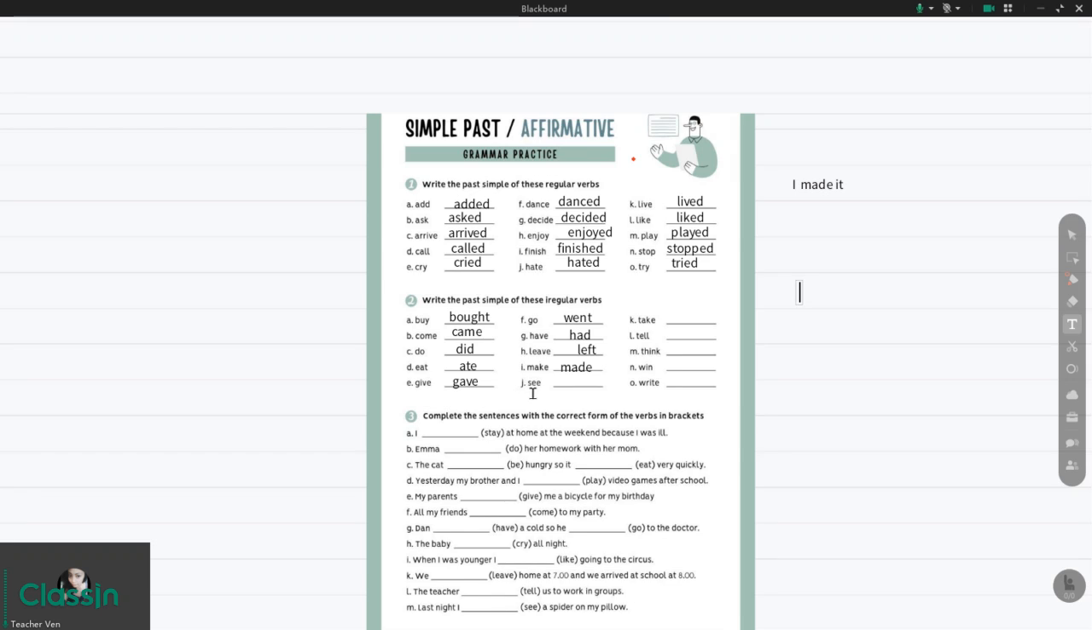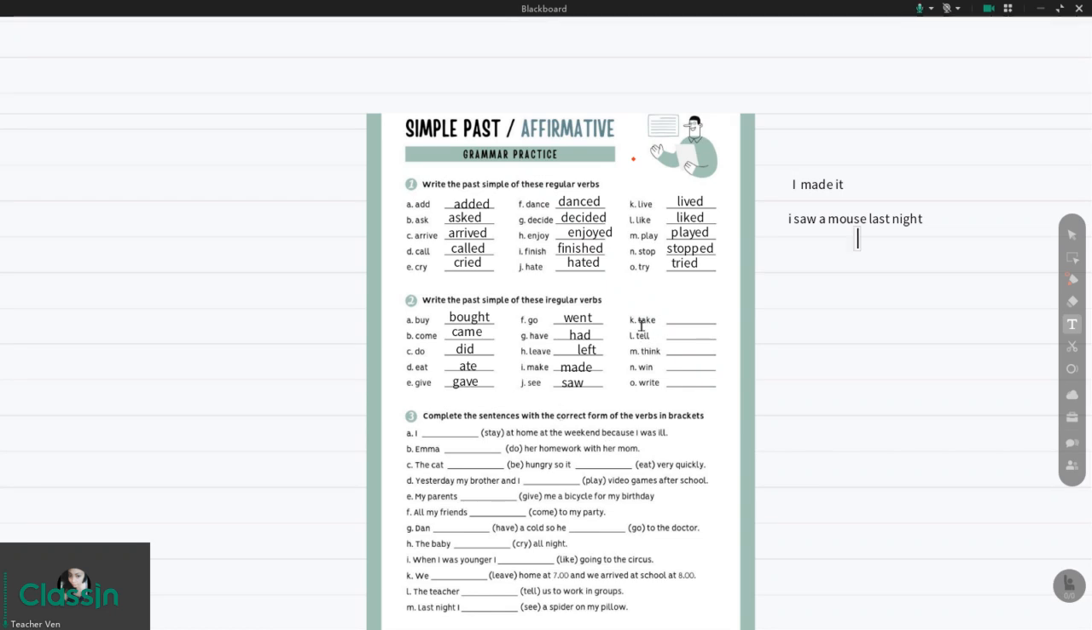And for C, our letter J, we're here. See. Past tense is what? Saw, right? Saw. For example, let's write in here. I saw a mouse last night. Okay, right? So that's our example.